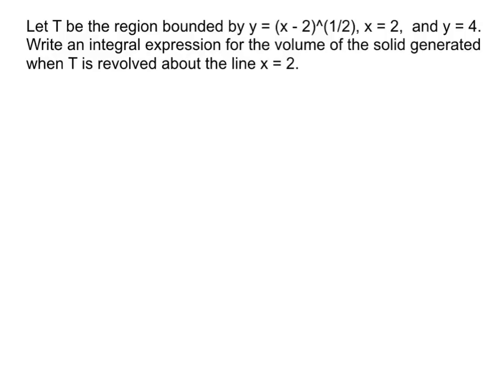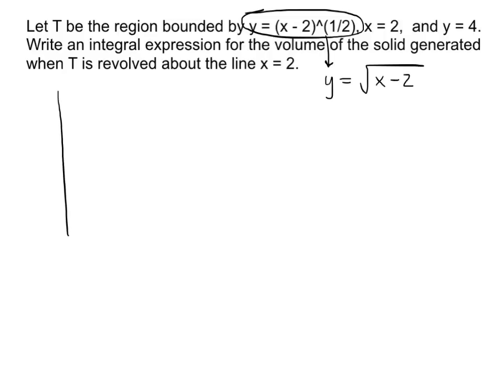Finally, let T be the region bounded by, and I apologize for this, this was the only notation I could use here. It should be clear. What this just means is the square root of x minus 2. Okay. So let T be the region bounded by that, x equals 2 and y equals 4. So again, I'd recommend you try and draw this on your own before I do it. That's your cue to pause.